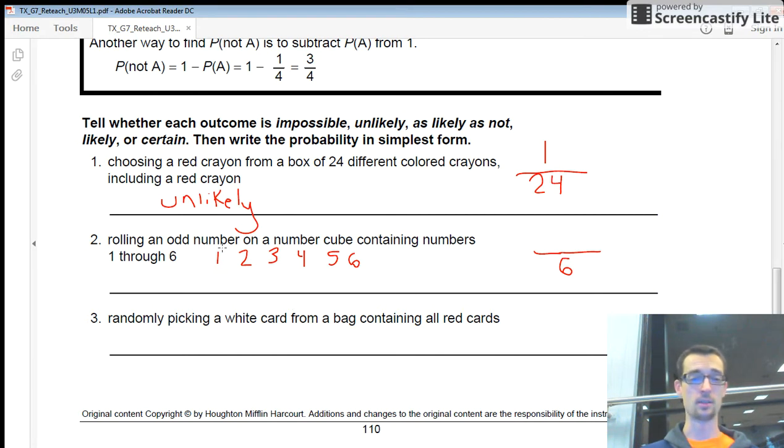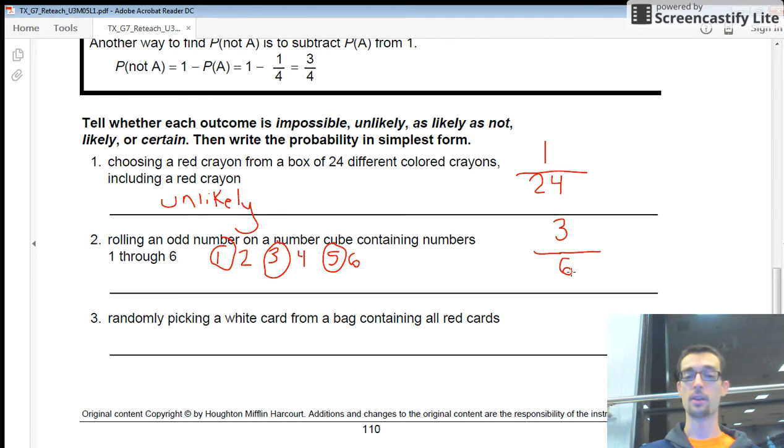Well, let's see. 1 is odd, and 3 is odd, and 5 is odd. But 2, 4, and 6 aren't. They're even. So there are 3 possible outcomes that would satisfy me. Right? So my probability of rolling an odd number would be 3 out of 6. And remember, this is a fraction, so we can reduce it just like we can with fractions.